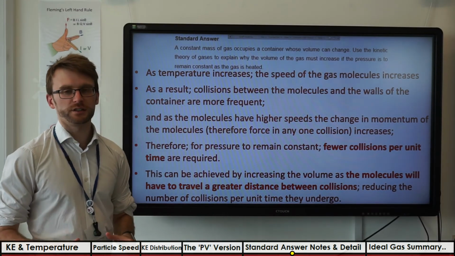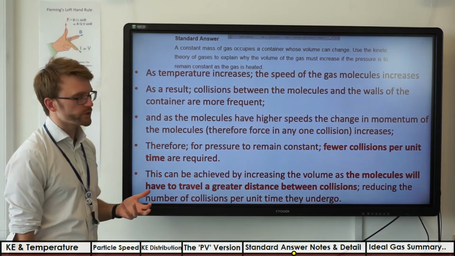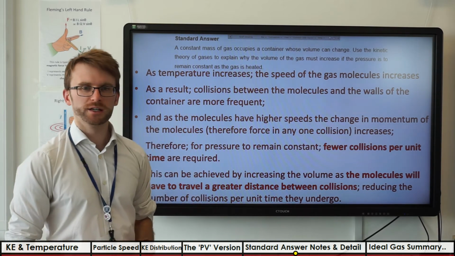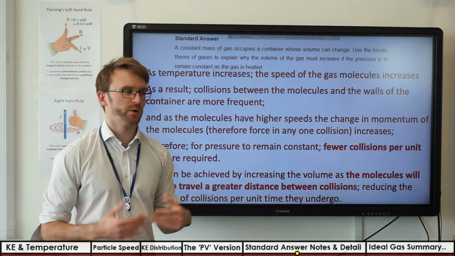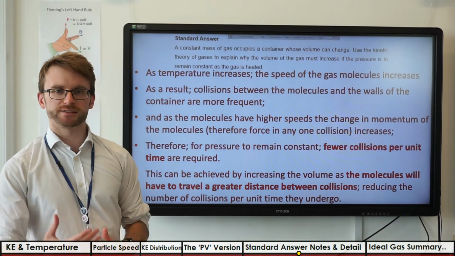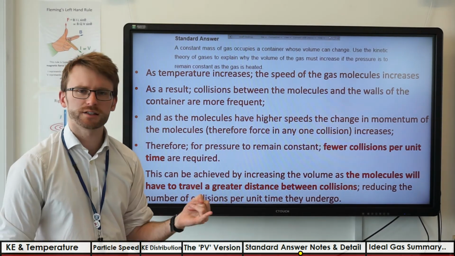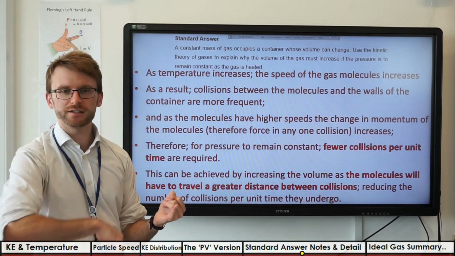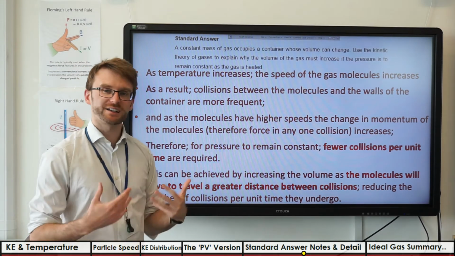Another standard answer, why does the volume increase with temperature? In order to keep pressure constant. As the temperature increases, the speed increases. That's why everyone gets the mark, by the way, because it comes up in every single standard answer. Whenever you've got an increase in temperature, you'll also have an increase in speed or kinetic energy. As a result, collisions are more frequent. Hey, this is the same as the last standard answer. Yeah, they're all the same, except for the end. So learn it. These first 3 bullet points are the exact same.